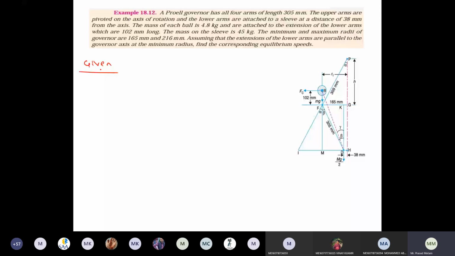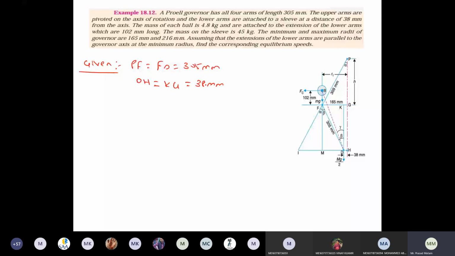Given the arm lengths, PF equals FD, which is equal to 305 mm. Next, the offset distance DH is given. DH is equal to KG, that is equal to 38 mm. From the diagram, I am writing everything.